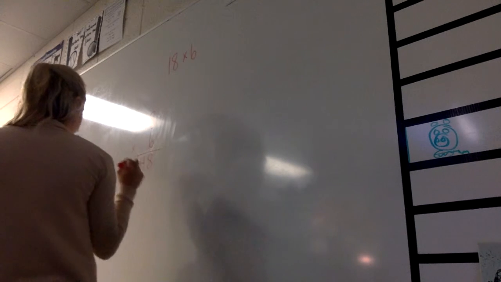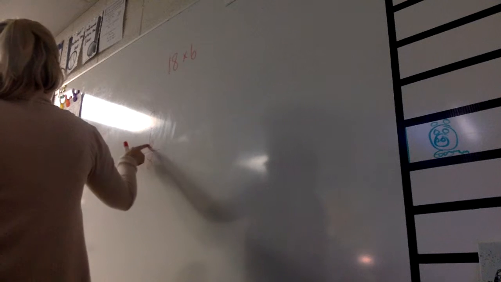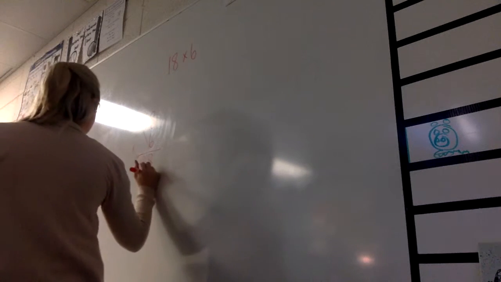8 times 6. It's 48. Okay, so I'm going to write 48, making sure to put my 1s in my 1s place and my 10s in my 10s place. And then I have to multiply times my 10, so I put a 0.